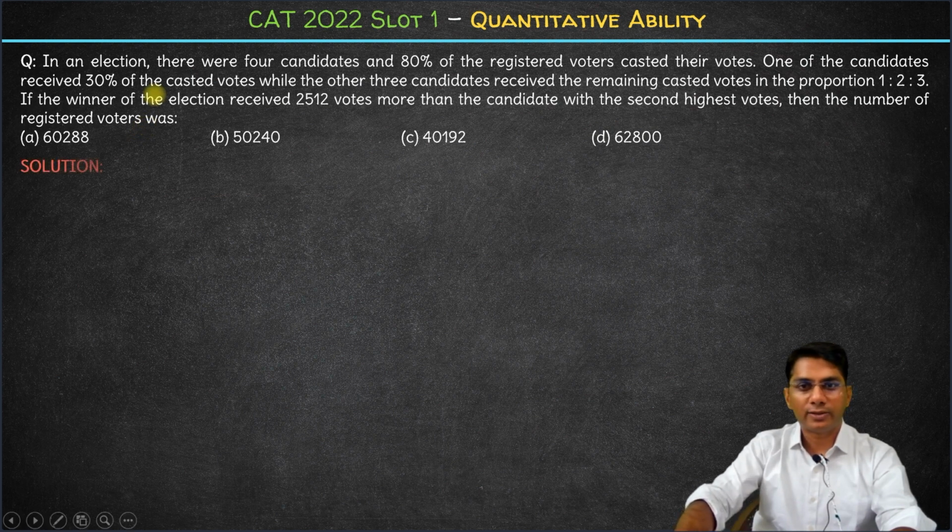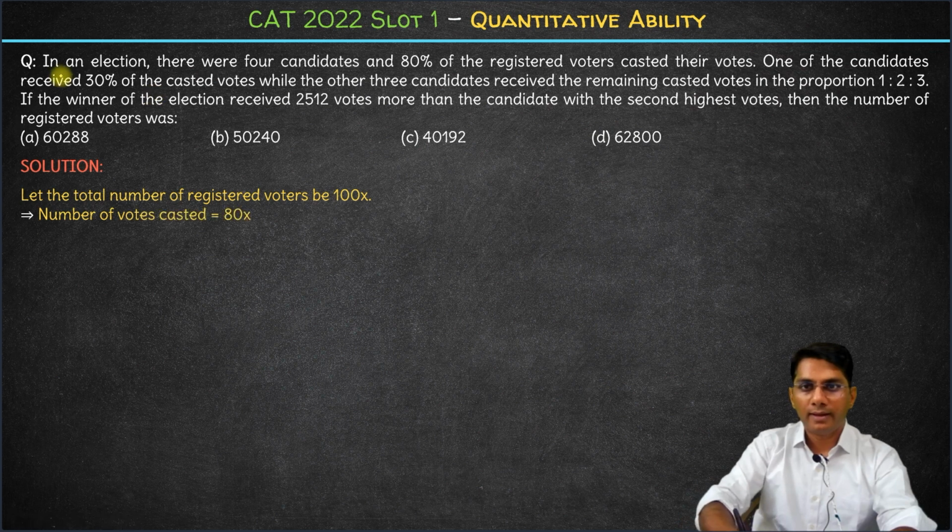Let's say the number of registered voters is 100x. One of the candidates received 30% of the votes while the other 3 received the rest. The candidate 1 that we are talking about received 30% of the casted votes. Now only 80% of the registered voters voted, right? Okay, and we have to figure out registered voters.